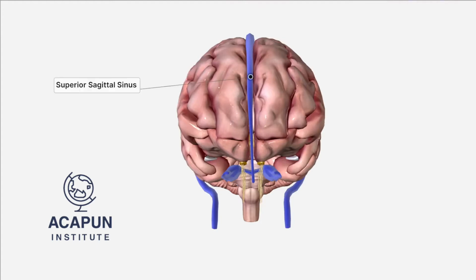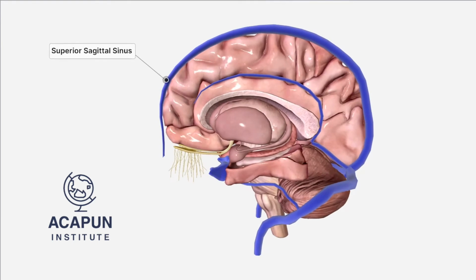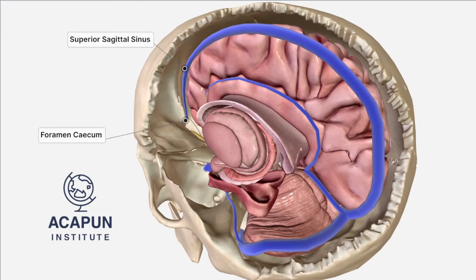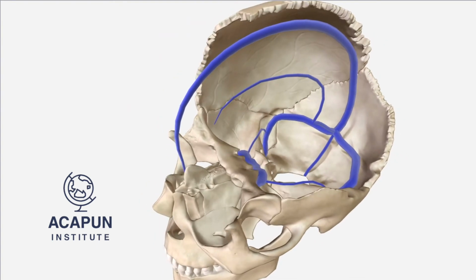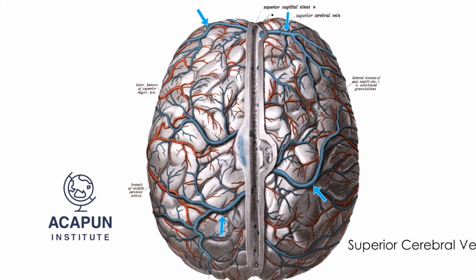Starting with the superior sagittal sinus. This large dural sinus, as its name suggests, is located superiorly in the midline and oriented in the sagittal plane. It runs in the attached border of the falx cerebri, starting at the foramen cecum and running anterior to posterior, ending near the internal occipital protuberance. I've removed the brain and you can see this relationship better. The superior cerebral veins drain into the superior sagittal sinus.